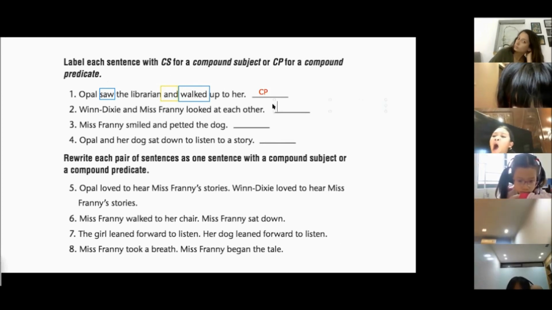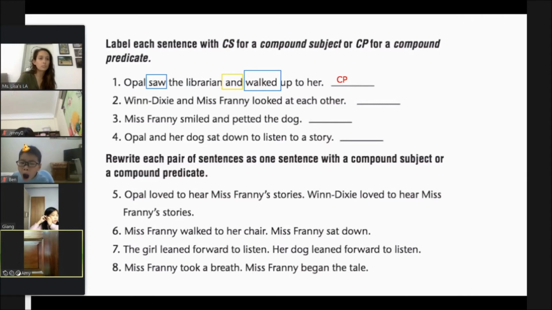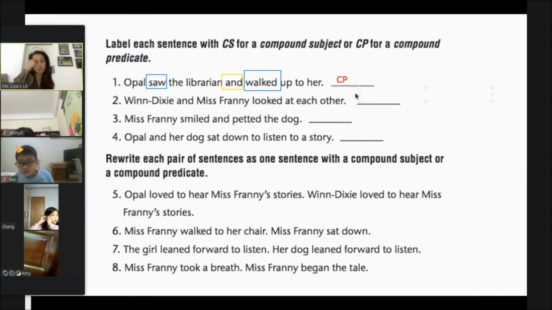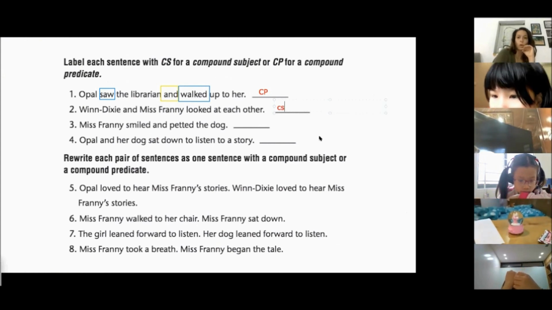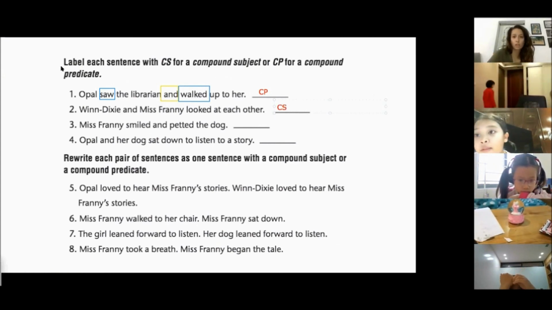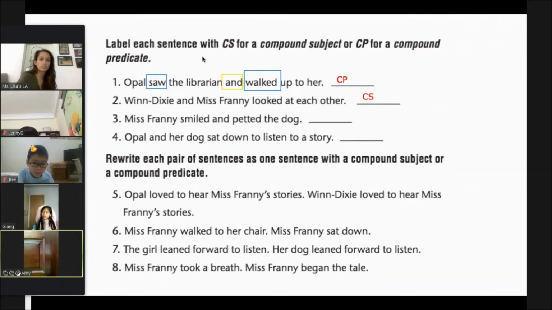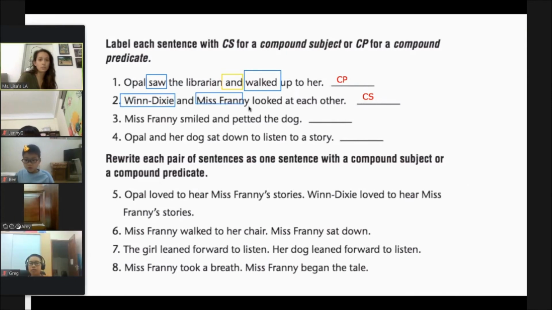Number 2, can you read, please? Winn-Dixie and Miss Franny looked at each other. Compound subject or compound predicate? Compound subject. Okay, what 2 subjects are in this sentence? Winn-Dixie and Miss Franny. And do we have a joining word? It's the word and. Good job.